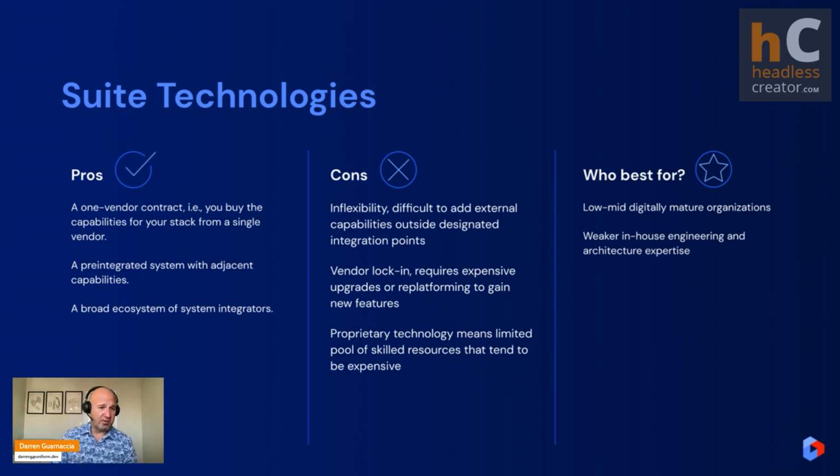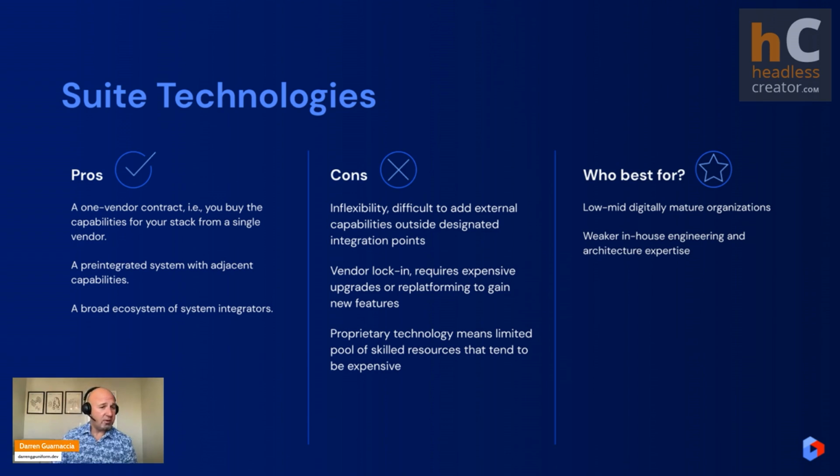Now, the suite technologies, the benefit, of course, is one vendor contracts, right? You can buy everything from one vendor. People still do that. There are still large orgs that like to buy a single thing. I like to call it integration via purchase order, but you're buying everything, and procurement often likes to be able to have that.